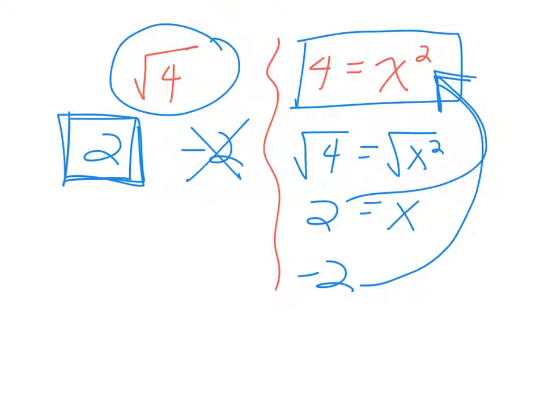But again, according to the property of nth roots of nth powers, only if there's a variable involved do we need the absolute value. That's where the absolute value sign shows up. You don't take the absolute value when there's not a variable involved.